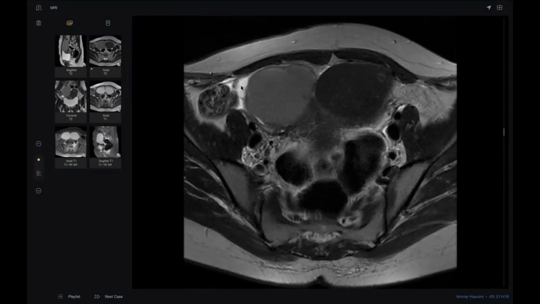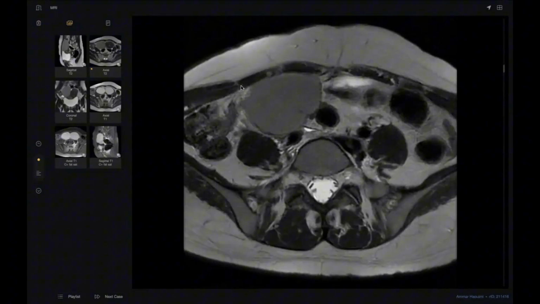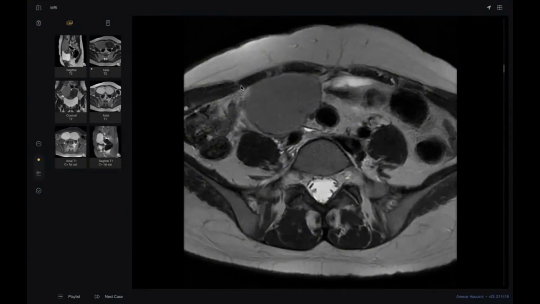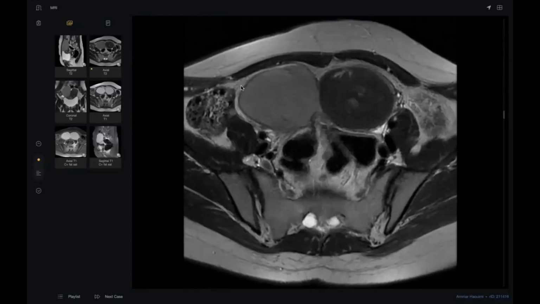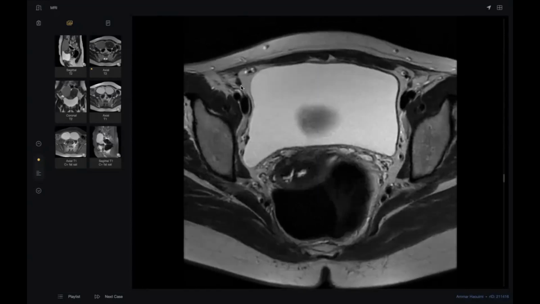Here I notice the striking abnormality: there are two cystic lesions on the anterior aspect of the pelvis, which are of differential intensity. The right one is of intermediate intensity, and the left side is of low intensity. I would like to scroll and see the sagittal images to see the anatomical localization of the cystic lesions. The right side cystic lesion is homogeneous, and it appears to be in continuity with the fundus of the uterus.